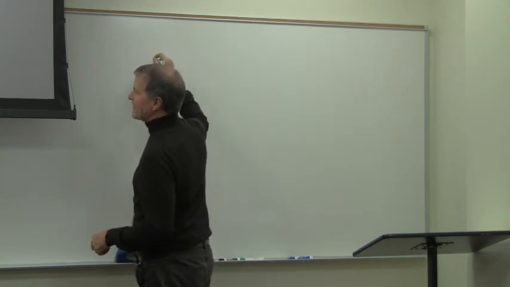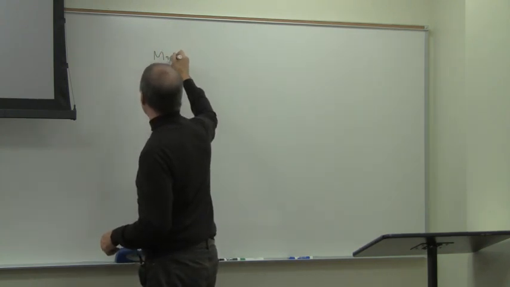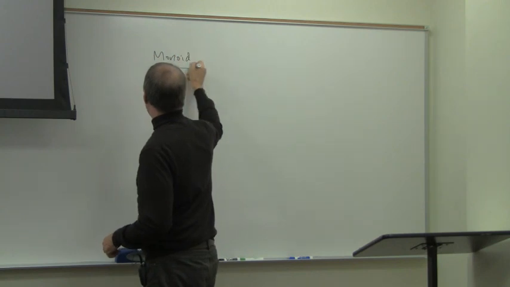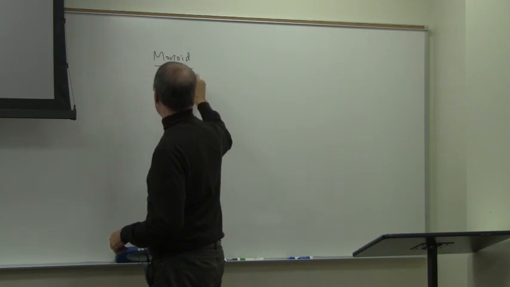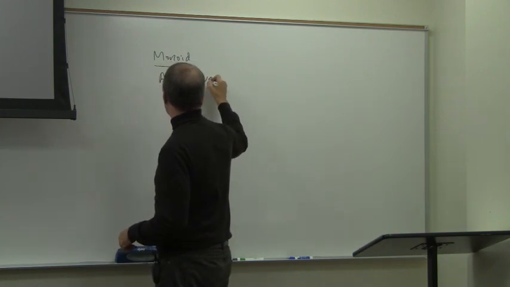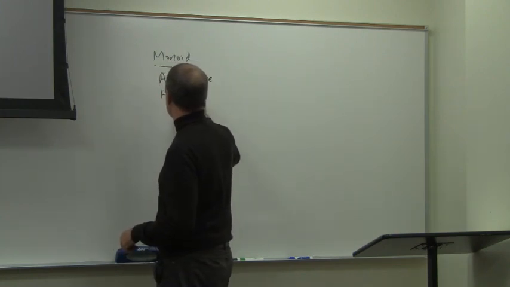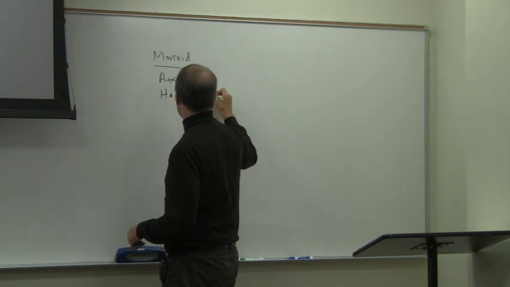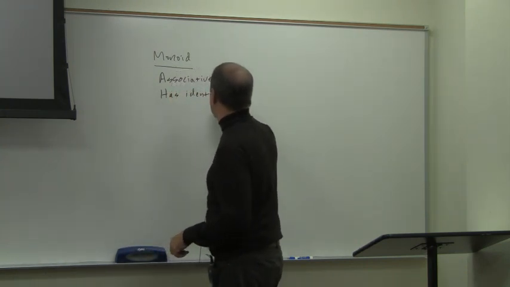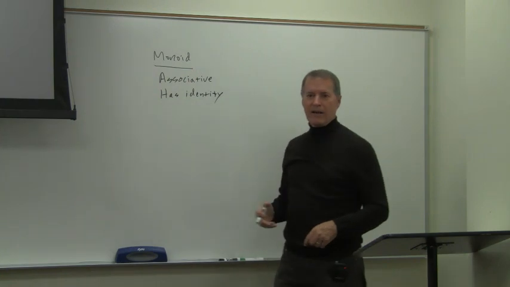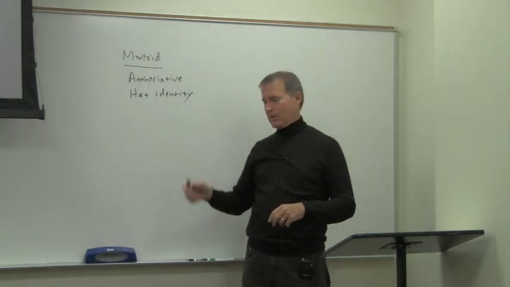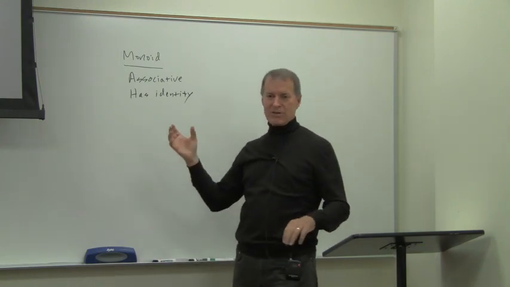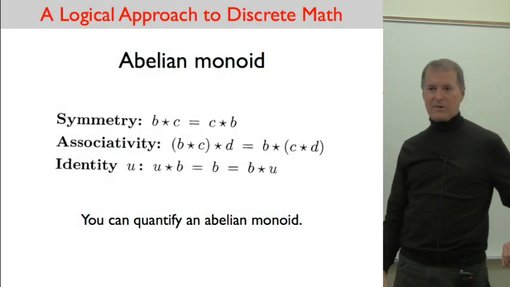No, actually, if it's a monoid, just a plain monoid is associative and has identity. But if it's abelian, then it's symmetrical. So Abel was the one who investigated the symmetry, what operations you could do if they were symmetric.